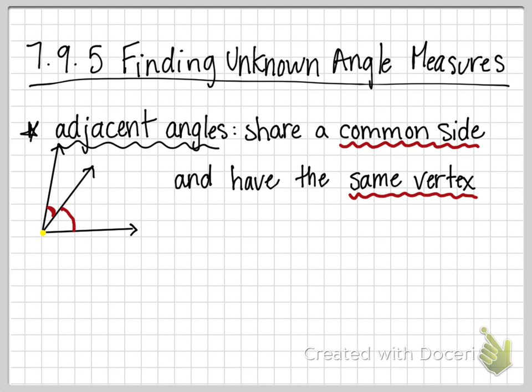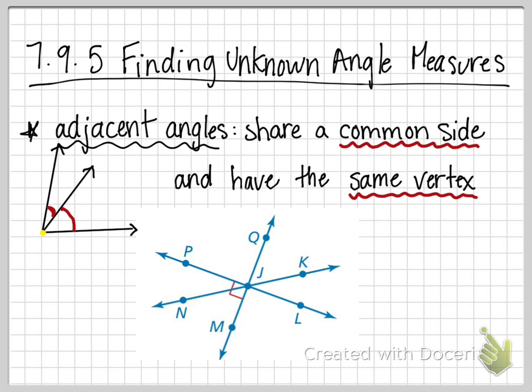Angles that aren't adjacent would look something like this. Here are our two little line segments, and then you might have something like over here. These are not adjacent because they're not touching. Adjacent angles are touching.